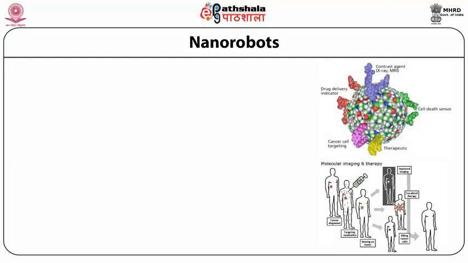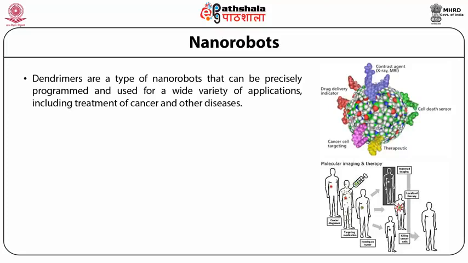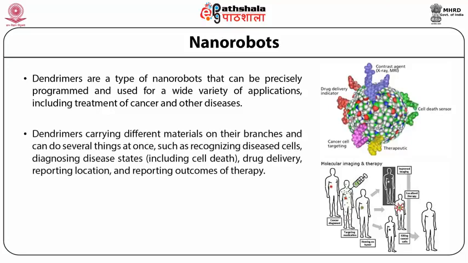One of the nanorobots, known as the dendrimer, can be precisely programmed and used for a wide variety of applications, such as for treatment of cancer and other diseases. Dendrimers carrying different materials on their branches can do several things at once, such as recognizing disease cells, diagnosing disease state including the cell death. They can do the drug delivery, they can report location, and they can also report the outcome of any therapy.